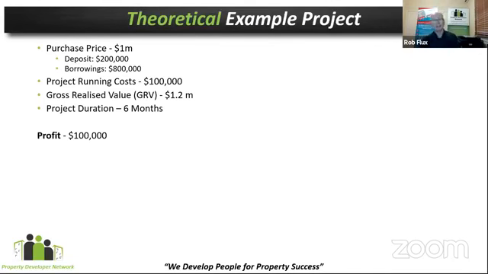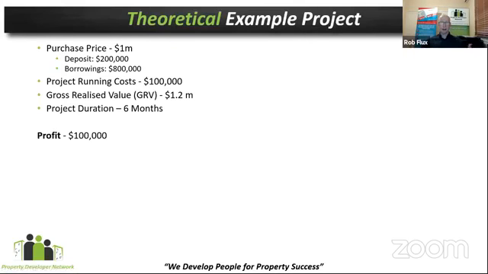So our purchase price is $1 million, in which case for this particular project, we've come up with $200,000 cash in order to come up with a deposit. We've got a borrowing of $800,000. Our project running cost is going to be 100,000. Our GRV, gross realized value, is going to be 1.2 million. And our project duration is going to be approximately 6 months. So in this particular instance, we have a profit of $100,000. So that is the GRV, 1.2 million, minus the running costs, minus the purchase price. So that gives us our profit of $100,000.